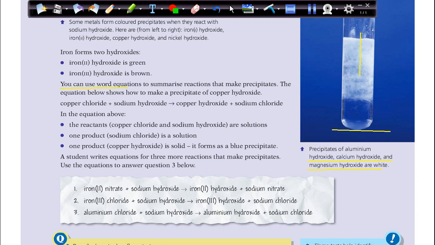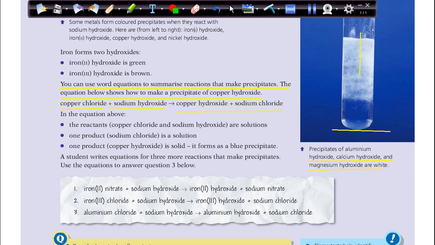You can use word equations to summarize reactions that make precipitates. The equation below shows how to make precipitate of copper hydroxide. We have here copper chloride plus sodium hydroxide, because we said that this is a reaction of sodium hydroxide and another compound. So we have copper chloride plus sodium hydroxide, and this gives us copper hydroxide plus sodium chloride, which is the salt.